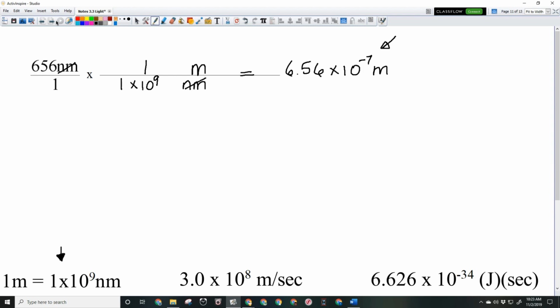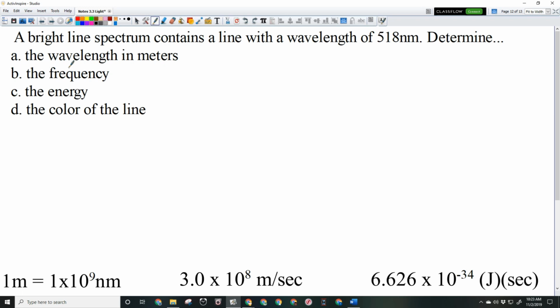All right, so a typical problem that you're going to be seeing is this. Go ahead and write this down, and then I'm going to work it out together, and you're going to pause and write all this down as an example in your notes. It says a bright line spectrum contains a line with a wavelength at 518 nanometers. That's all we have. That's our given, so I'm going to circle it.